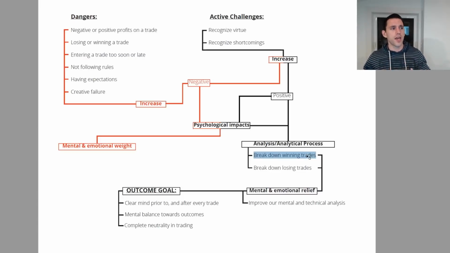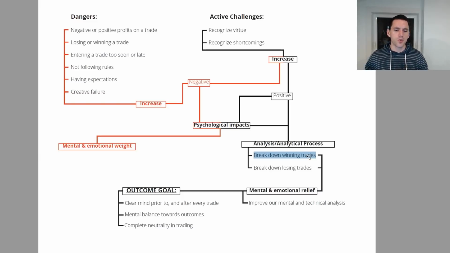And it's not to say, oh, I could have done this a couple points better, I could have done this a couple pips higher or lower. It's not to refine your technicals. You don't break this down to refine your technicals, not on the winning side. On the losing side you can, but not on the winning side.